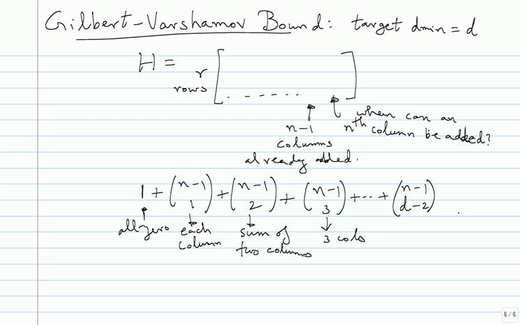Okay, this should be what? Greater than or equal to what? 2 power r. If this condition is satisfied, I can definitely add the nth column also. Okay, so I have written this only for n. This needs to be valid for i equals 1, 2, 3, and so on till n. Oh yeah, less than or equal to. I'm sorry. Okay, it's less than or equal to 2 power r. Okay, so this is the bound. This is called the Gilbert-Varshamov bound.